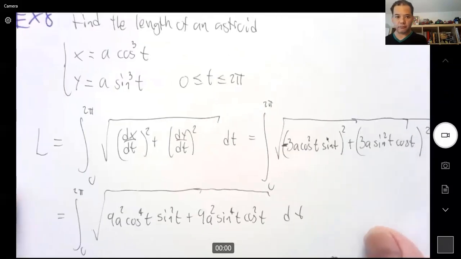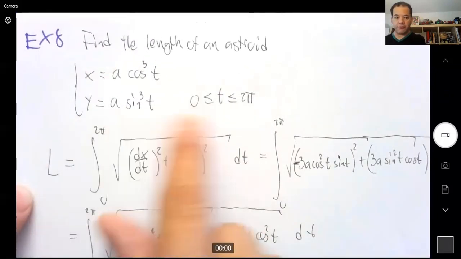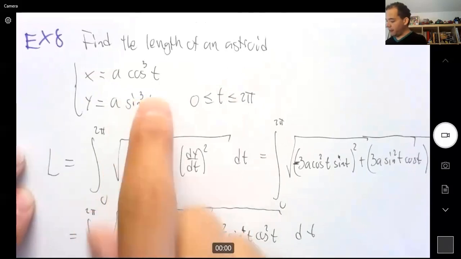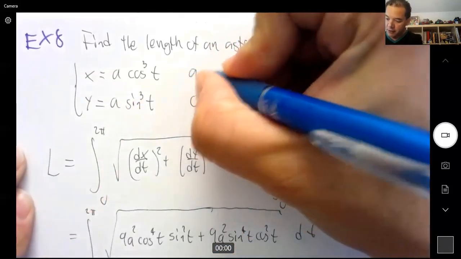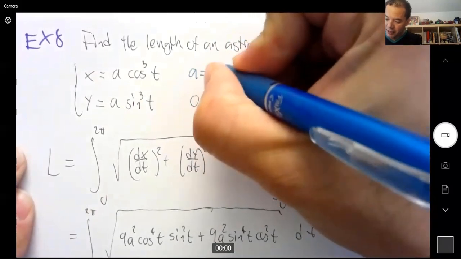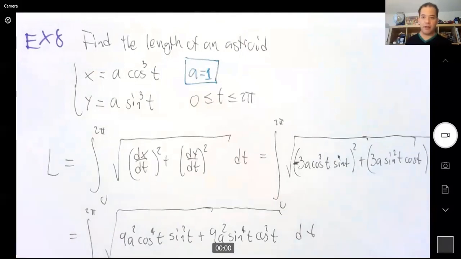So let's see, we were working with this one over here last time. And let me just remind you what this curve was. I didn't specify last time, but we were doing the one with a equals 1, right? So the a was a parameter there, and it had to be 1 for the ones we were doing.